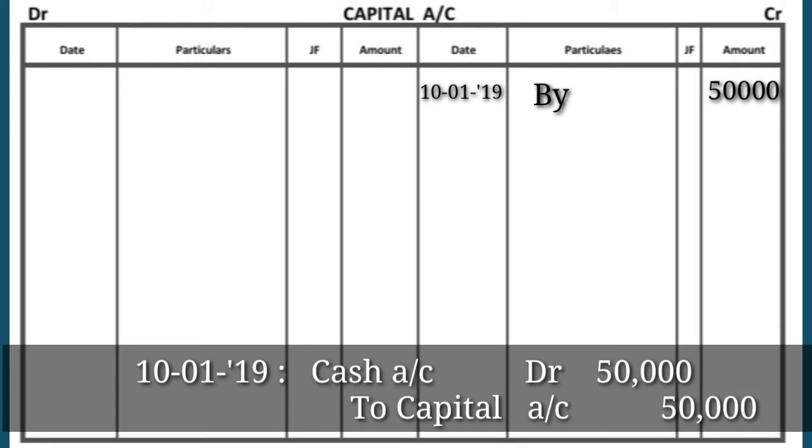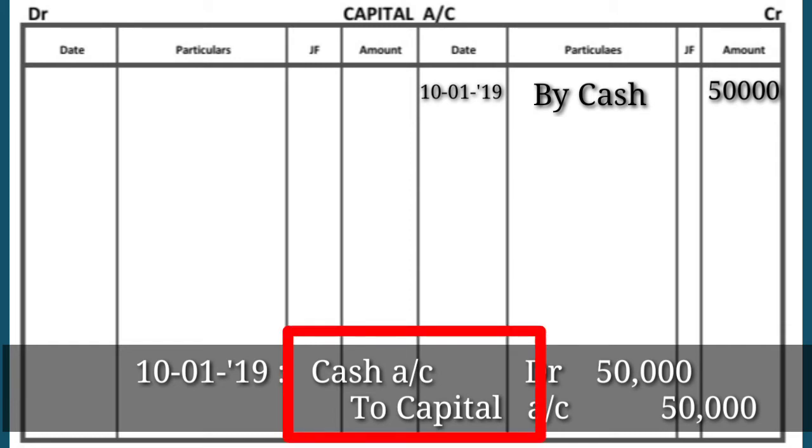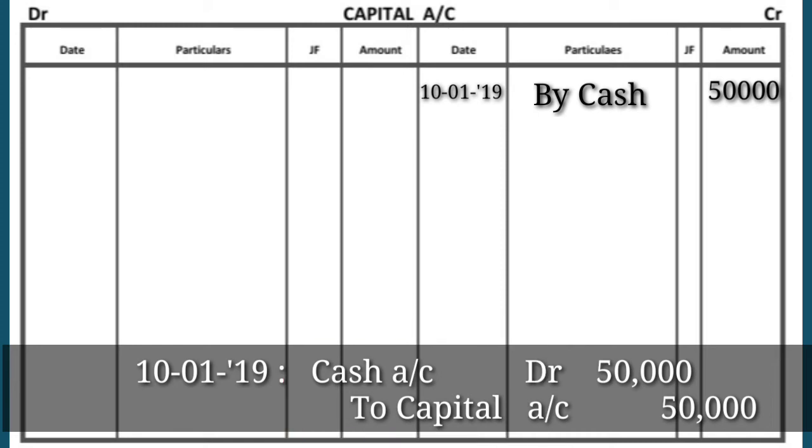By the opposite of capital account. What is the opposite? Here, cash account. The opposite of capital account is cash account. So we will write here "By Cash". Okay, is it clear? So for separating this transaction, we prepared an independent cash account and an independent capital account. In the cash account it's a debit balance, so it's shown on the debit side "To Capital". And in the capital account, it shows a credit balance on the credit side, where we write "By Cash".